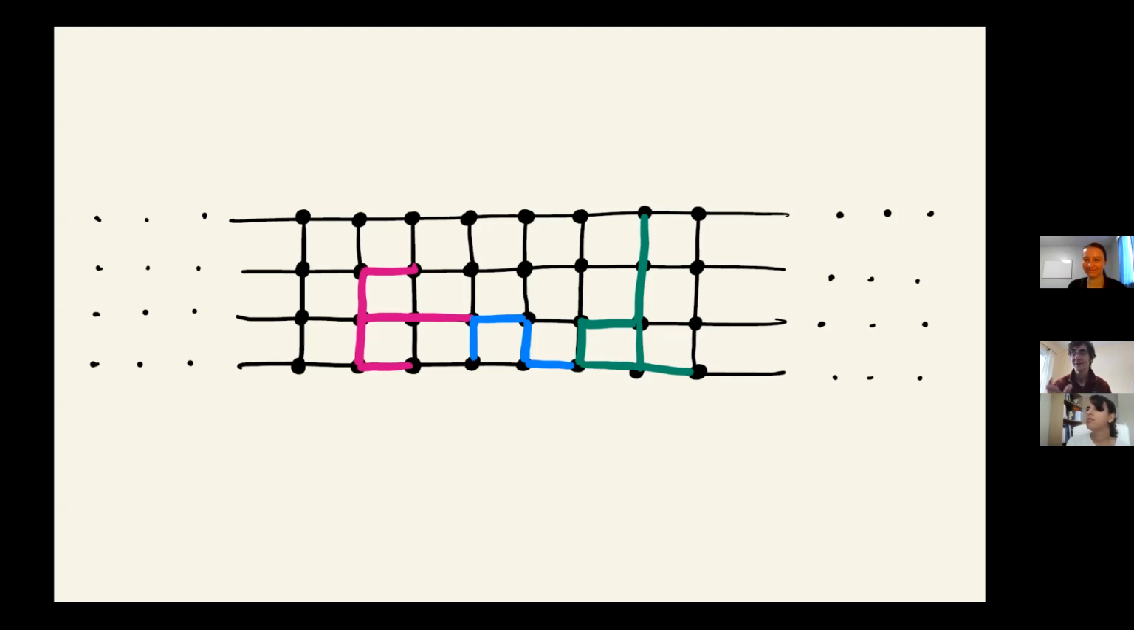So you just take the edge-disjoint paths between each pair of terminals. That's only going to cover a finite amount of the graph. So I can just throw the rest away.